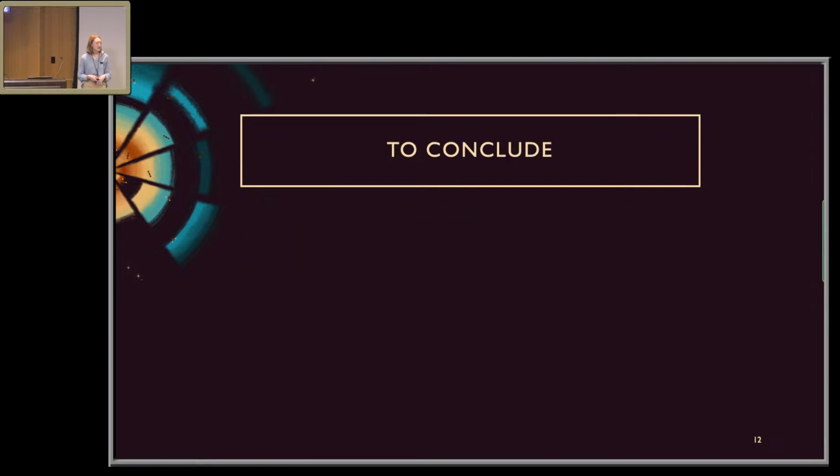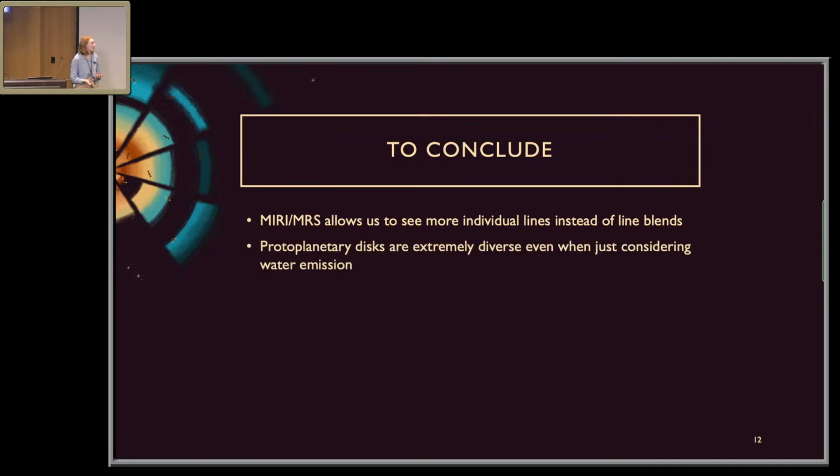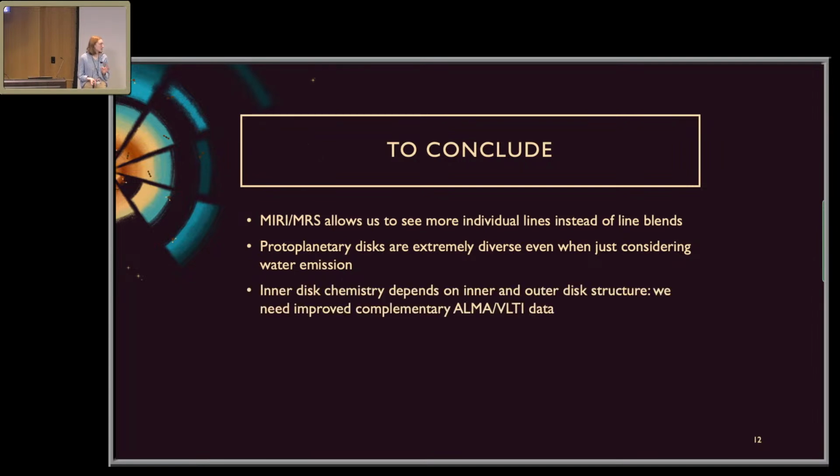So just to quickly conclude, this is mainly also a call for myself for future work. First of all, I think we've sufficiently demonstrated throughout this conference that the MRS allows us to see way more individual lines rather than just line blends. The protoplanetary disks in our sample already, and there's many more to come, are extremely diverse, even when we're just looking at the water emission, and we haven't even started to consider the other molecules specifically related to this story. And the inner disk chemistry depends on the inner and the outer disk structure.